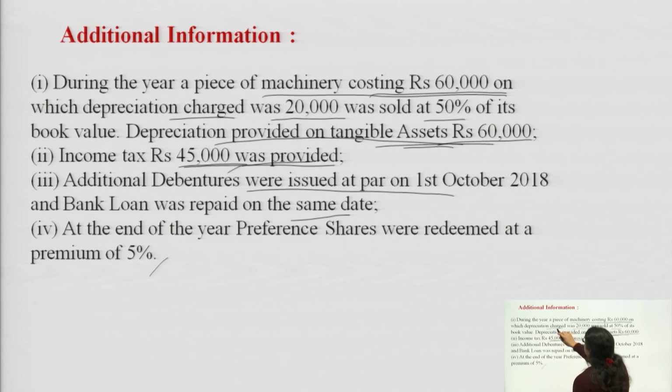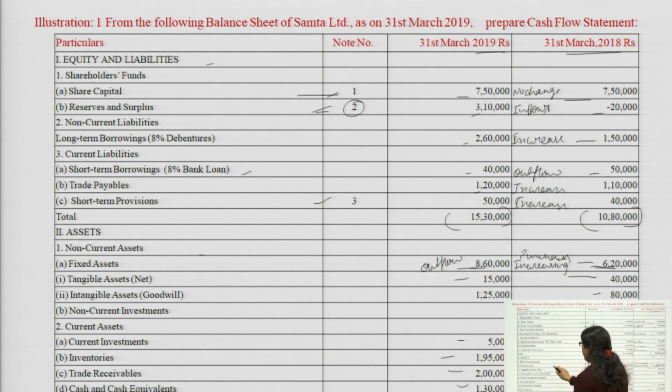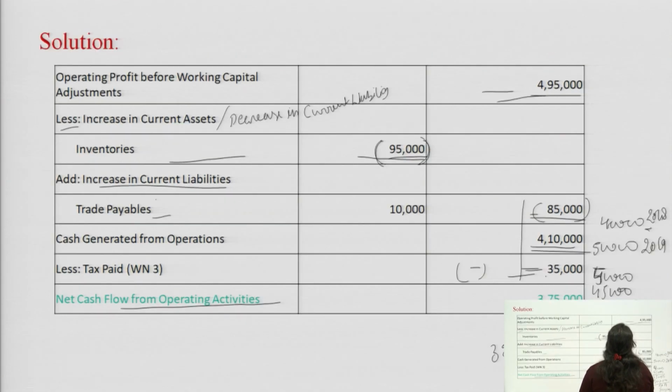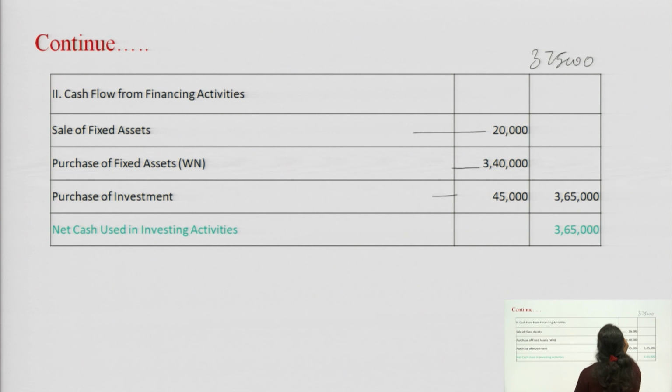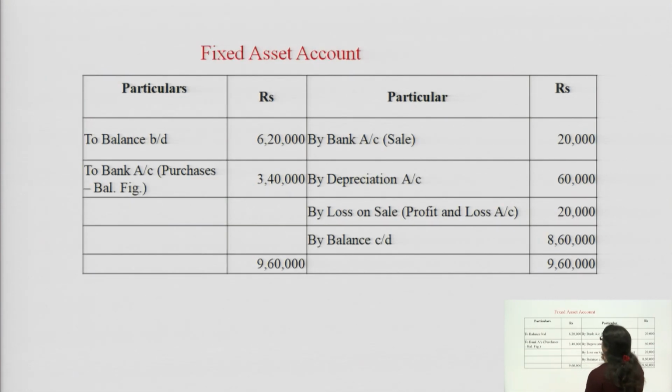See, intangible goodwill has been written off, we have already used it, and the asset is being sold out. Fixed asset was rupees 6,20,000, now it is 8,60,000. So, sale of fixed asset was 20,000, purchase of fixed asset was 3,40,000. I will show you the working note here. For this working note, we have prepared the fixed asset account, because two balances are given.